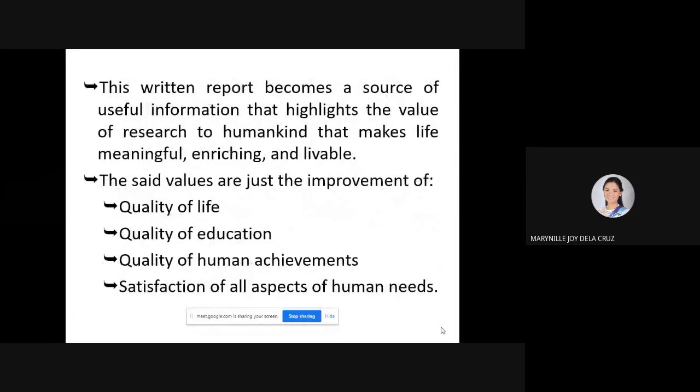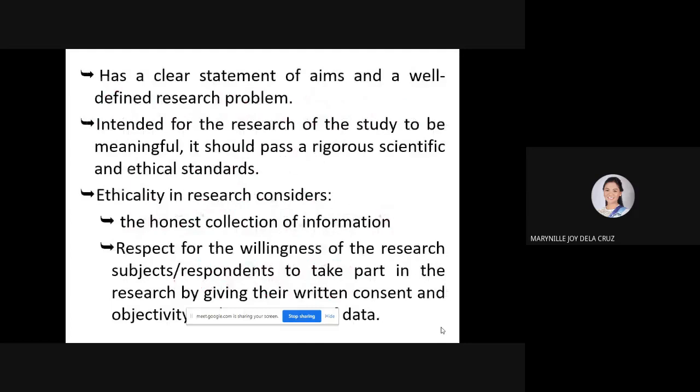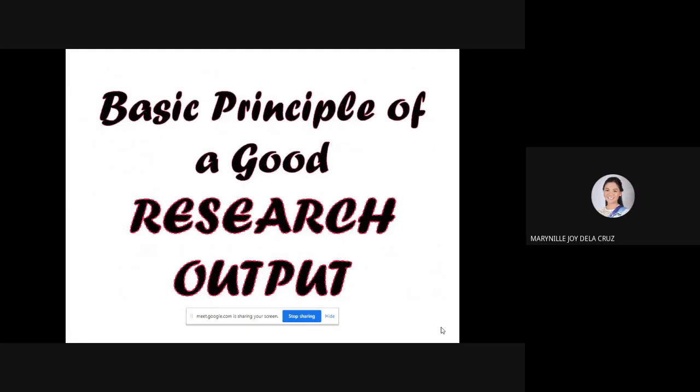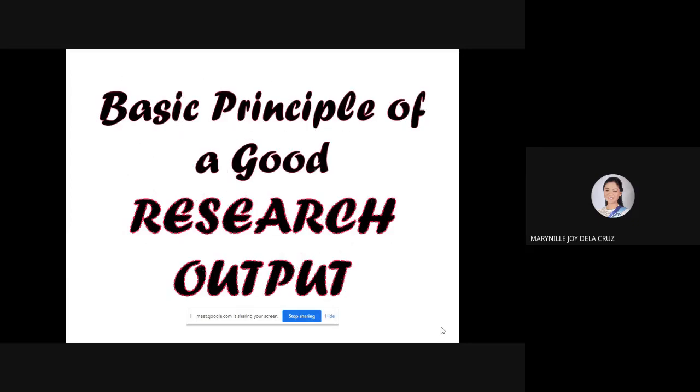So when you're writing a research report, you need to focus on the basic principles of a good research output. So when you are talking about the basic principles of a good research output, you have a clear statement or objectives, a well-defined research problem. That is the first stage of our task that is in module one. I ask you what topic would you prefer, and then I ask you to write general questions you wanted to know about that kind of topic. So if you have a clear statement or objective and a well-defined research problem, then meaning you have one basic principle of a good research output.